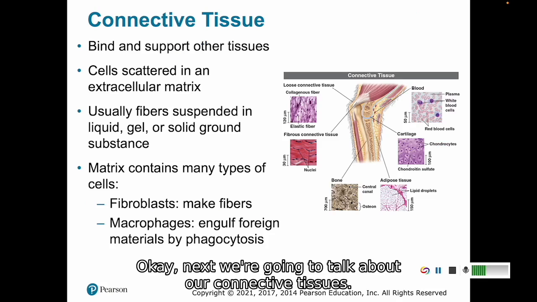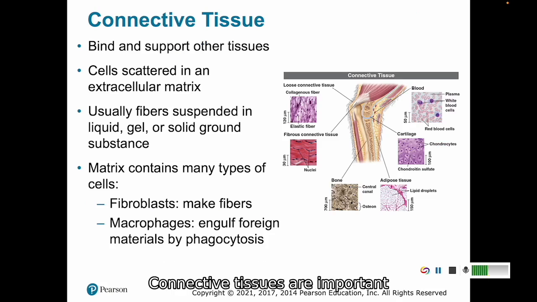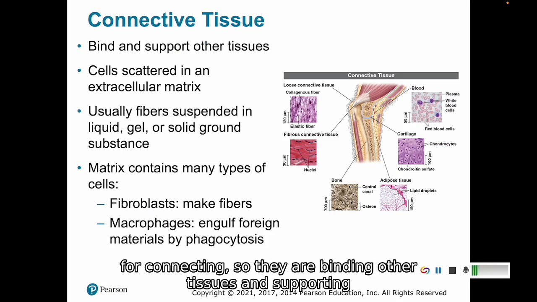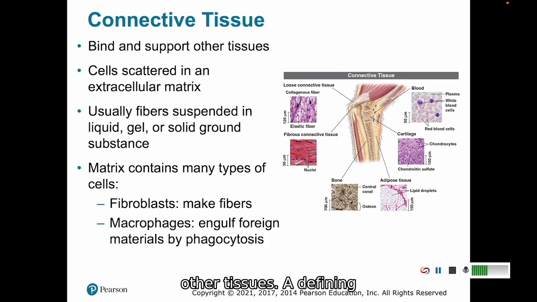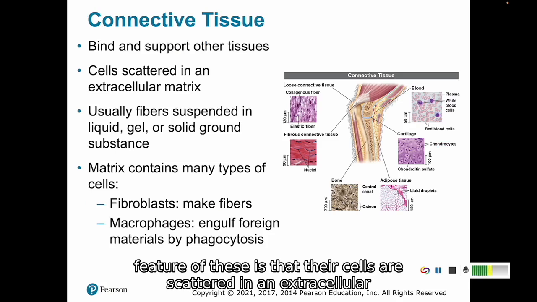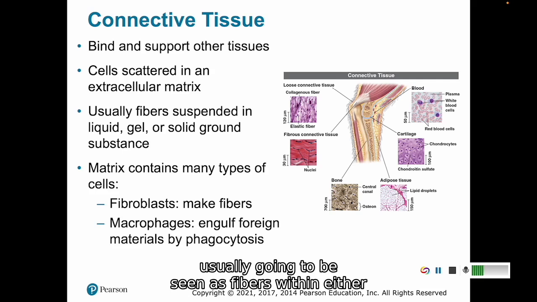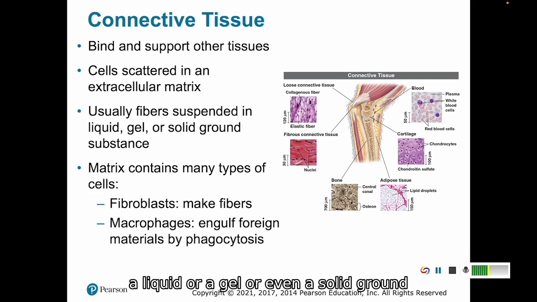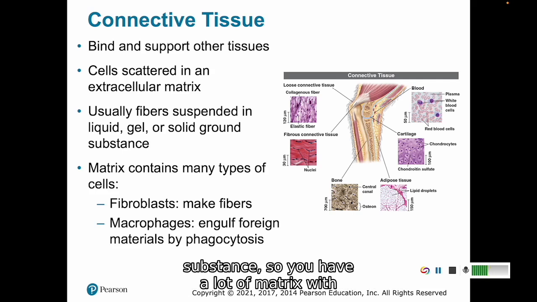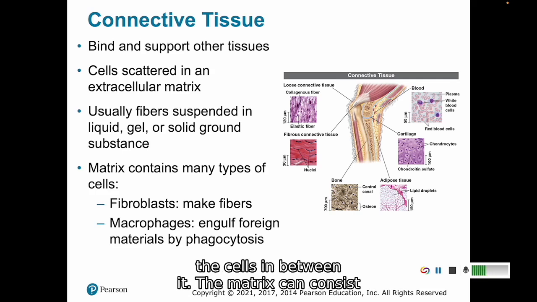Okay, next we're going to talk about our connective tissues. Connective tissues are important for connecting, so they are binding other tissues and supporting other tissues. A defining feature of these is that their cells are scattered in an extracellular matrix, and then they're usually going to be seen as fibers within either a liquid or a gel or even a solid ground substance. So you have a lot of matrix with the cells in between it.